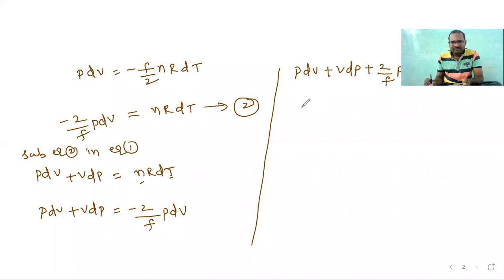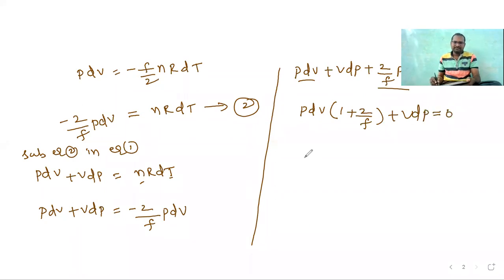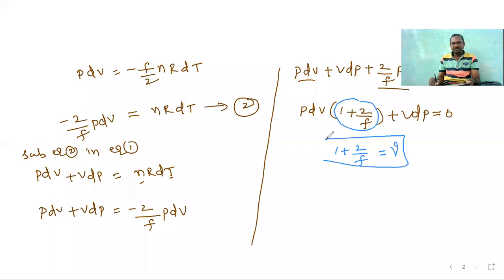Let us take PdV as a common factor. Here you will get 1 plus 2 by f, plus VdP is equal to 0. Correct? Yes. Now see this total thing, 1 plus 2 by f. This is a very, very important point. What is f? f is the degrees of freedom. Consider 1 plus 2 divided by f as a whole.